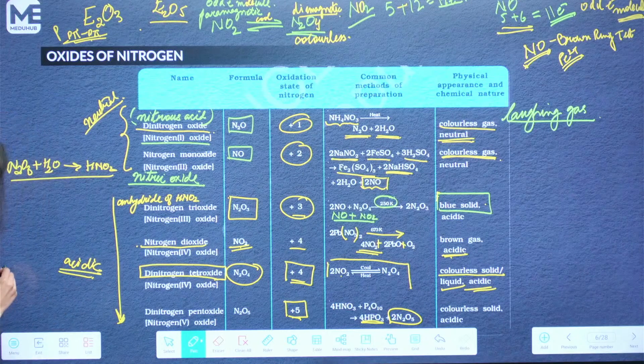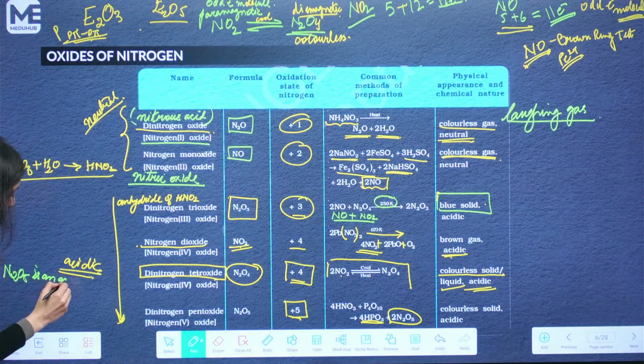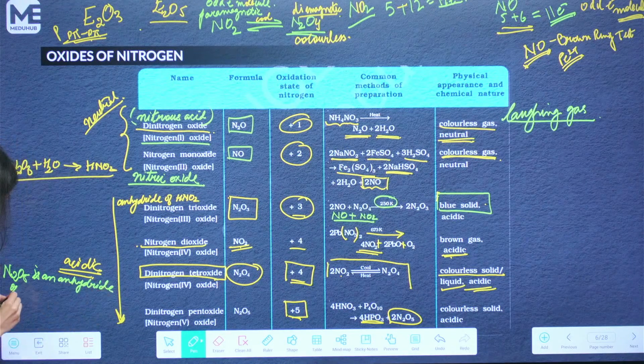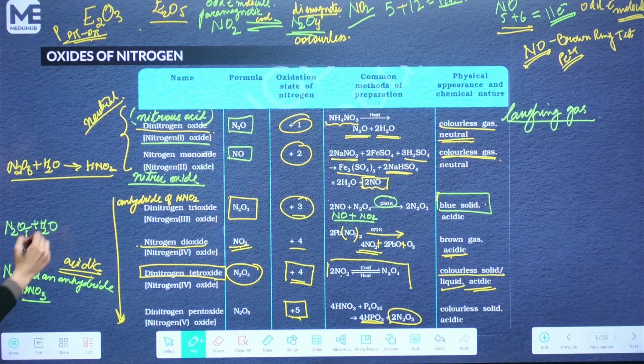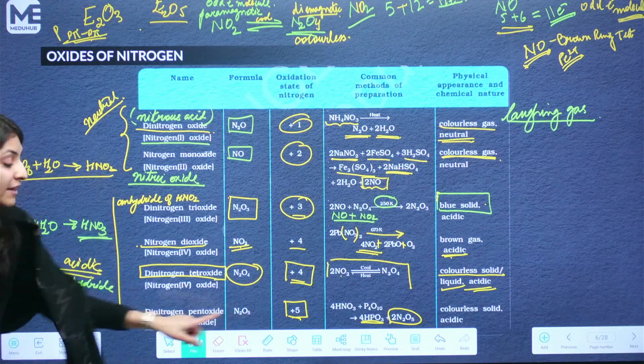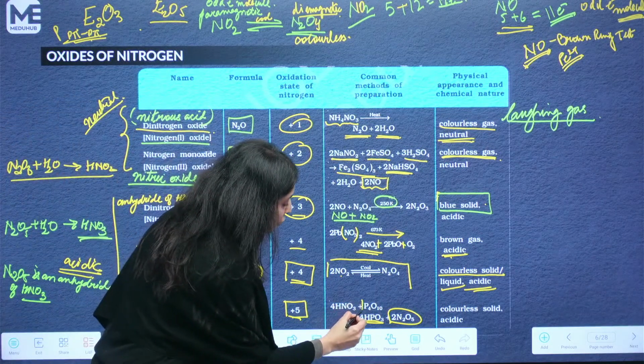N2O5 is an anhydride of nitric acid. What does that mean? If N2O5 is dissolved in water, it gives us HNO3. So N2O5 is an anhydride of nitric acid. What is the second thing that we learn from this? Let's talk about P4O10.